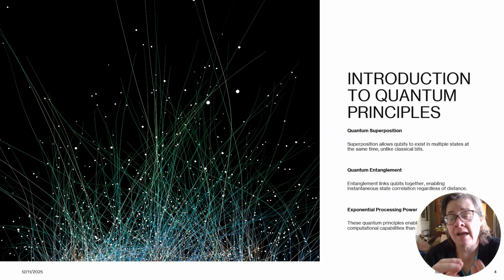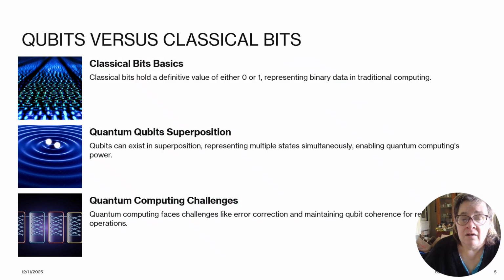It can be in multiple different states. It's not just one state. It's not either a 1 or a 0. It's both a 1 and a 0, if that makes any sense at all. Quantum mechanics is really weird. The principles allow qubits to represent multiple states, as we said, offering exponential processing potential. Hopefully this makes sense to you.